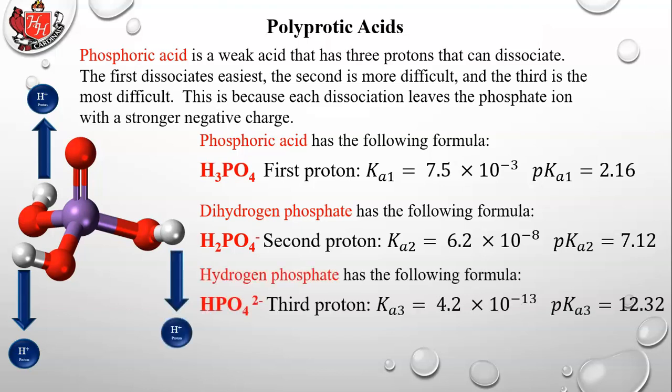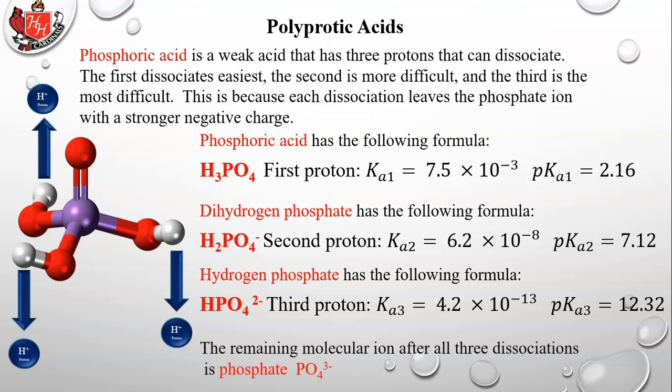And finally, hydrogen phosphate has the formula HPO4 2-. The third proton has a Ka3 of 4.2 times 10 to the negative 13th and a pKa3 of 12.32. That's a very, very weak acid. The remaining molecular ion after all three dissociations is phosphate, PO4 3-.